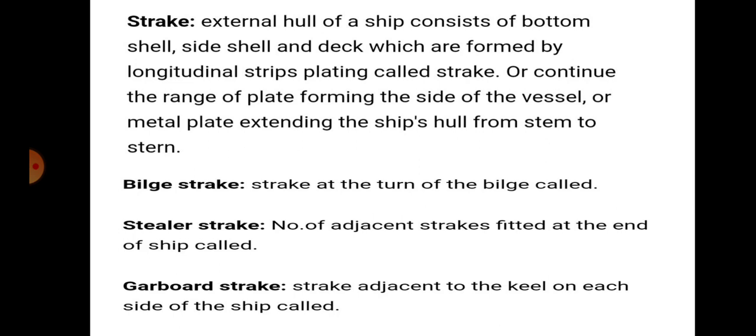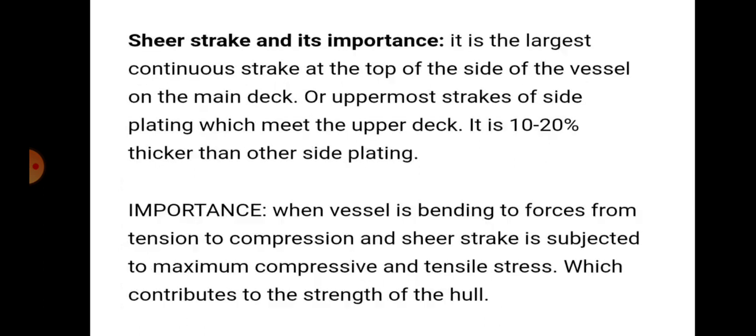Bilge strake: it is the strake at the turn of the bilge. Stealer strake: a number of adjacent strakes fitted at the end of the ship. Garboard strake: the strake adjacent to the keel on each side of the ship.